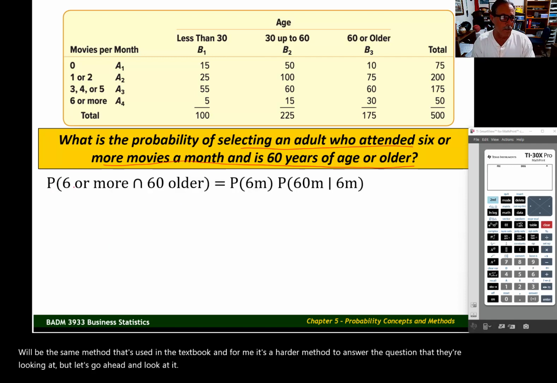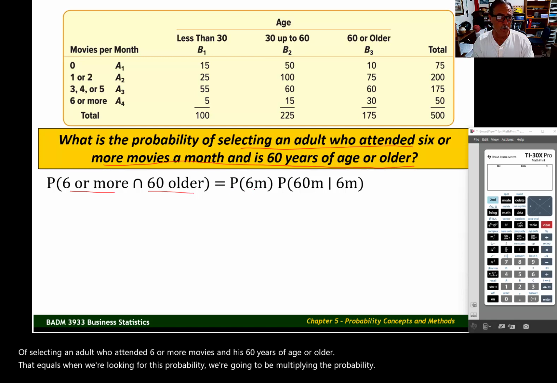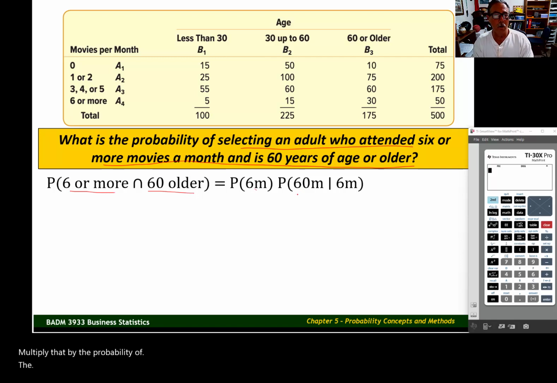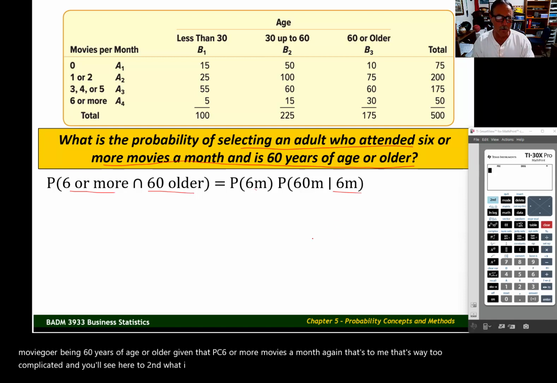We're looking at the probability of selecting an adult who attended 6 or more movies and is 60 years of age or older. When we're looking for this probability, we're going to be multiplying the probability of seeing 6 or more movies in a month, multiplied by the probability of the moviegoer being 60 years of age or older, given that they see 6 or more movies a month. Again, to me, that's way too complicated, and you'll see here in a second what I think is a much easier way of addressing this problem. But let's work with this for right now.